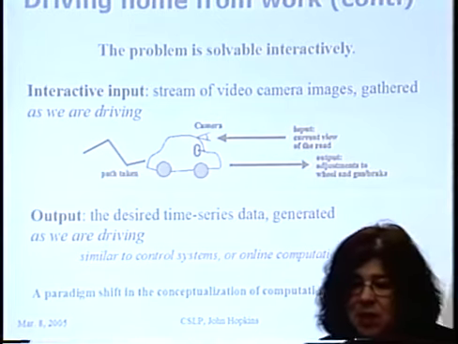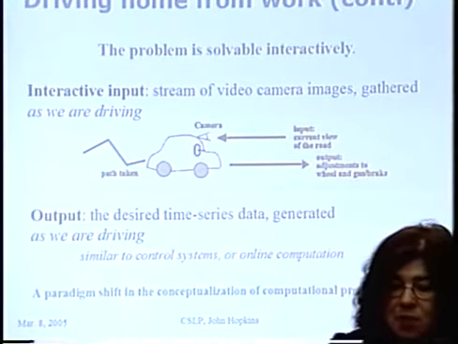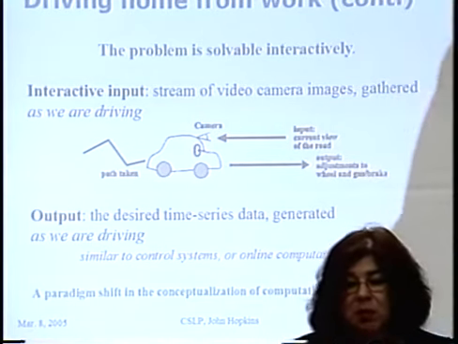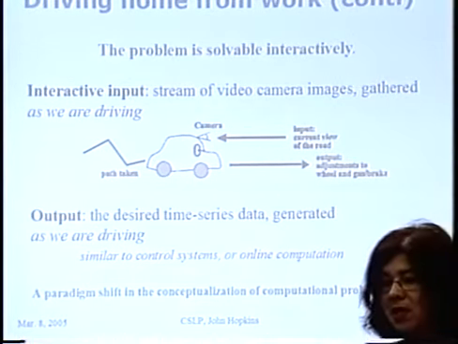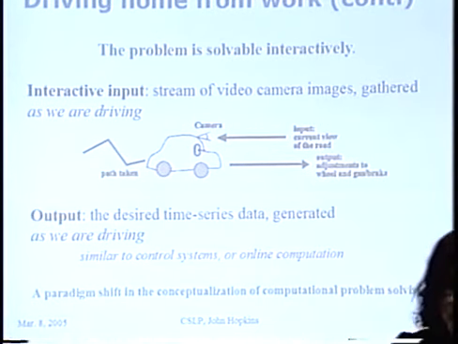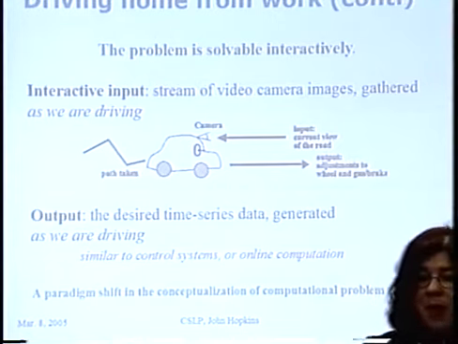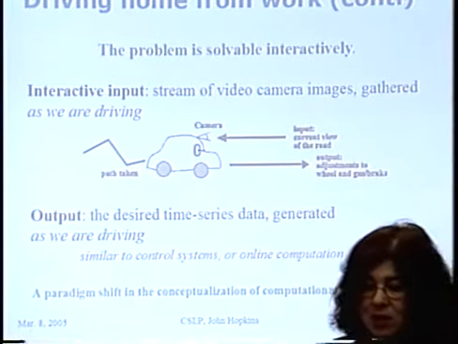So this is the way control systems work and the way online computation works, but it represents a paradigm shift in our conceptualization of what it means to compute and what is a solvable problem. Whereas before the problem of driving home from work was not a solvable problem, now it is a solvable problem.